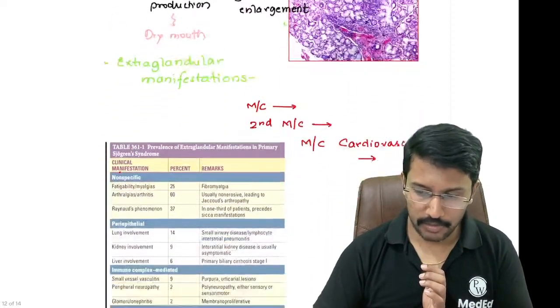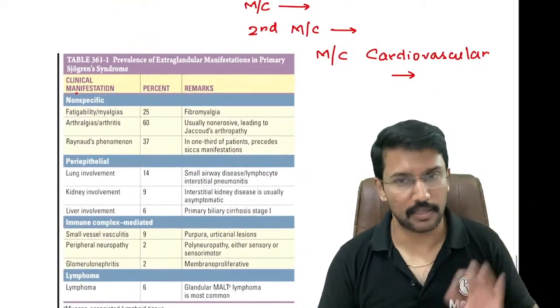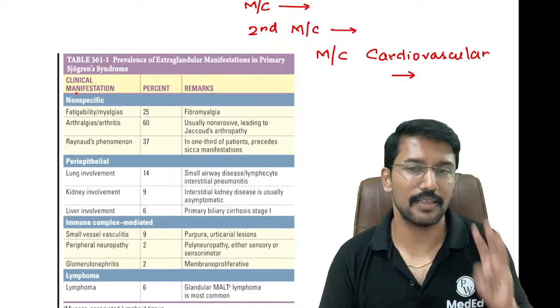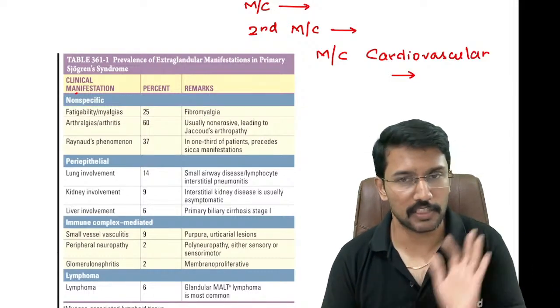But Sjögren syndrome not only affects the ocular and salivary glands, there are also extraglandular manifestations. There is a table in Harrison which mentions all the extraglandular manifestations. Exam के लिए table memorize करने की ज़रूरत नहीं है. There are 3 potential MCQs that can be asked from this table.